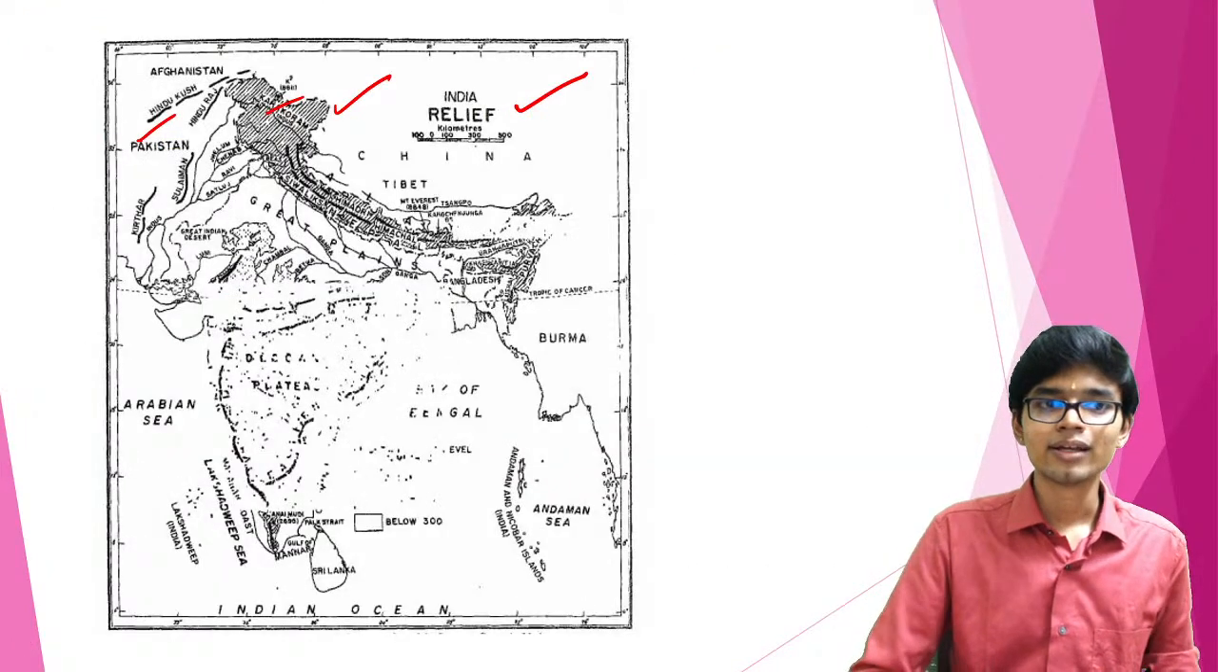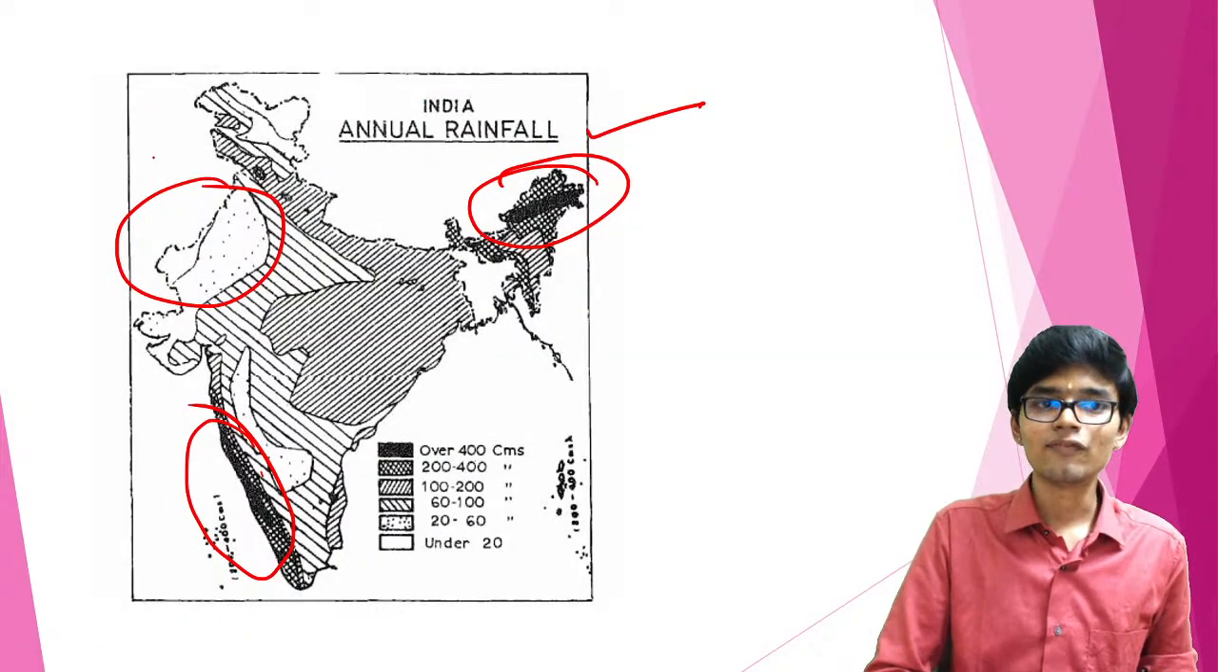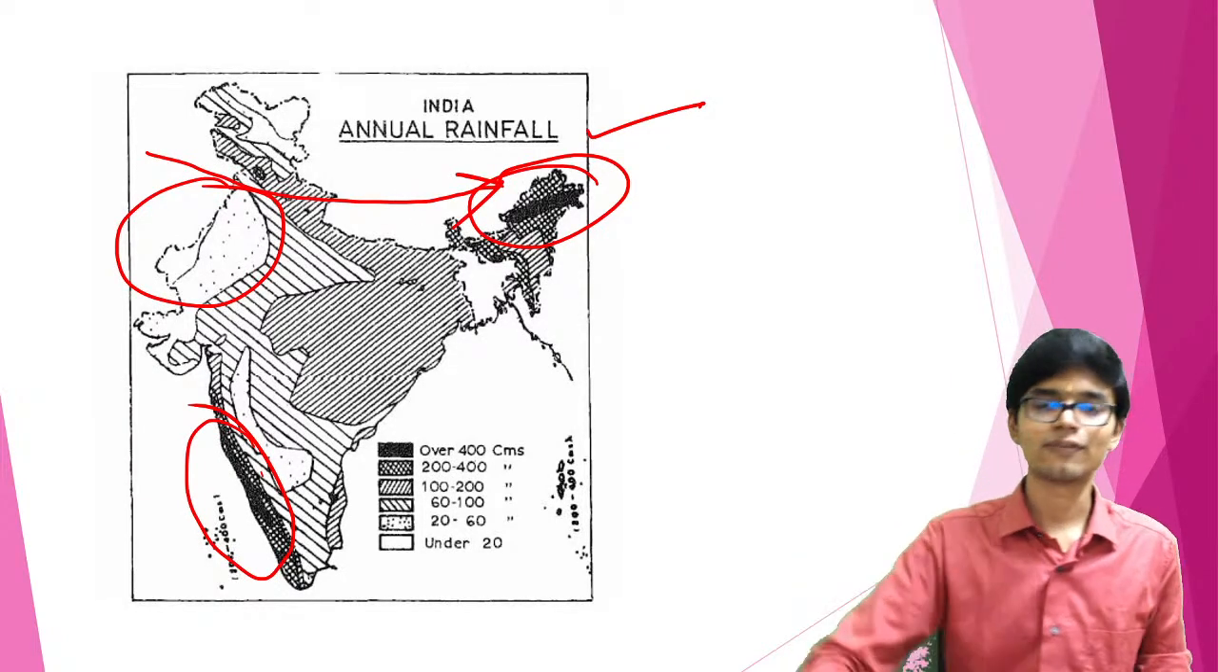Again, go back here. In this map, you can understand that. Go back to the other map. You can understand that from west towards east, there is a gradual increase in the amount of rainfall.